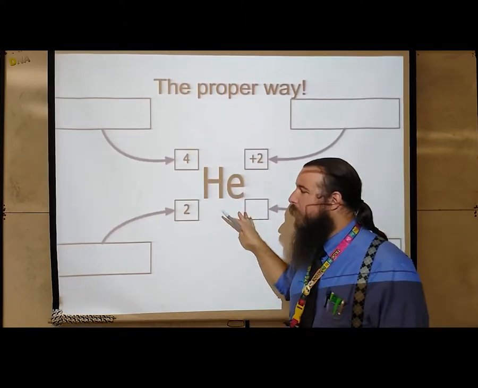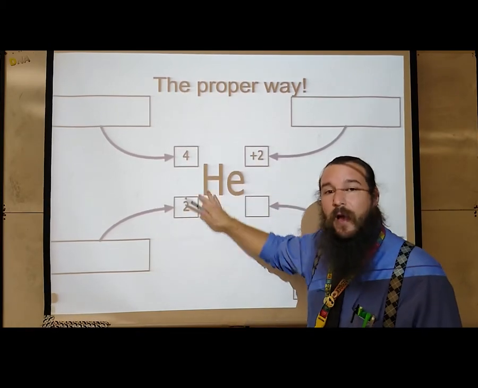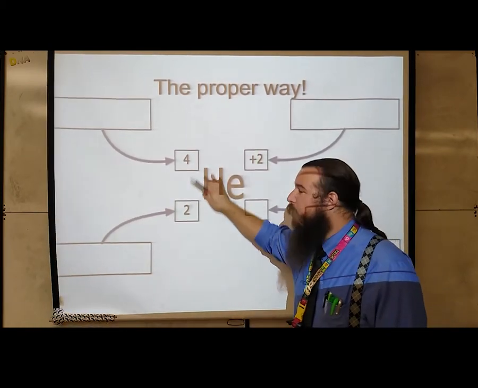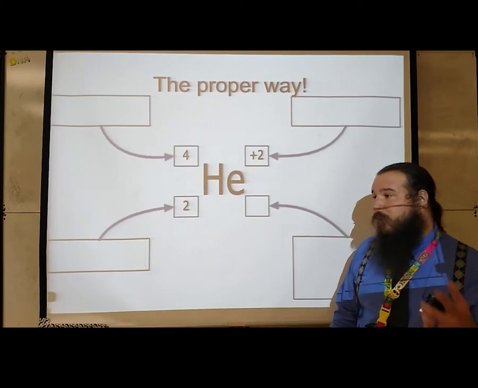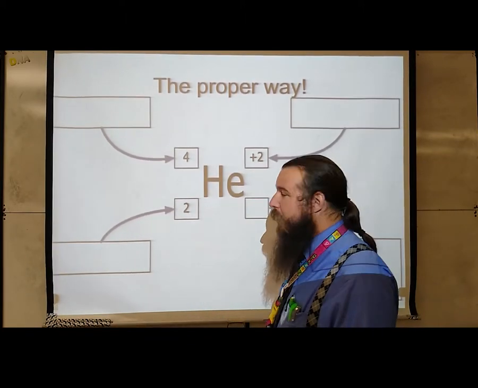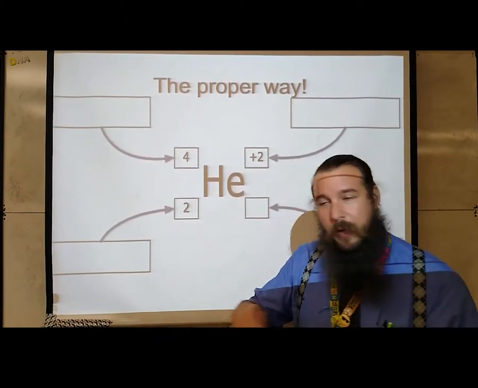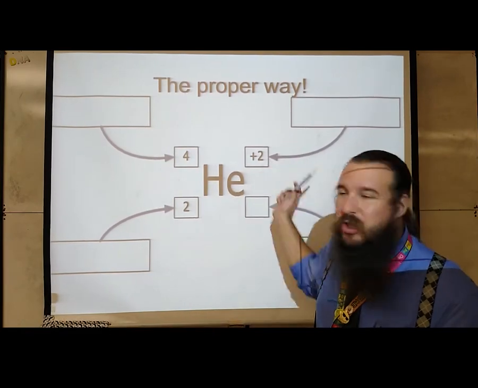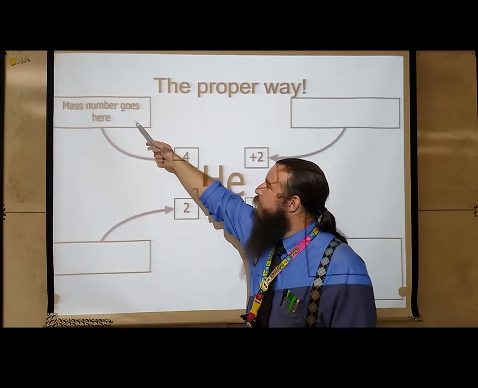That's important because if it was capital E, that would mean it's another element. The first letter of the symbol is always capital. Sometimes, like hydrogen, that's just H. He is for helium. That way you know the difference between hydrogen and helium. Then we have some numbers around the outside. So let's go with the 4. That's for the atomic mass.